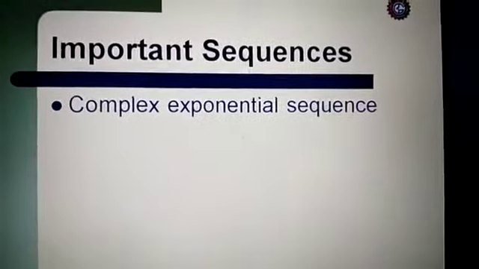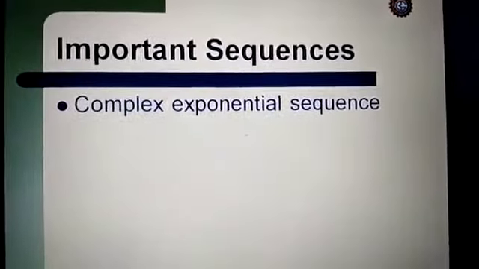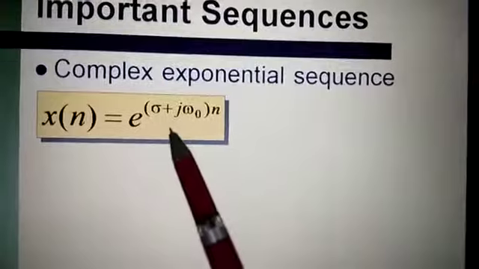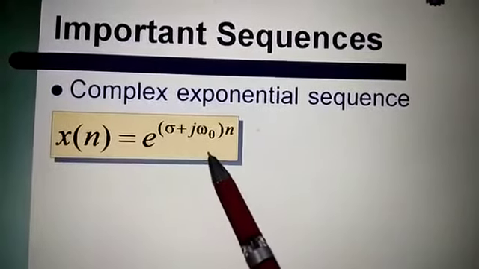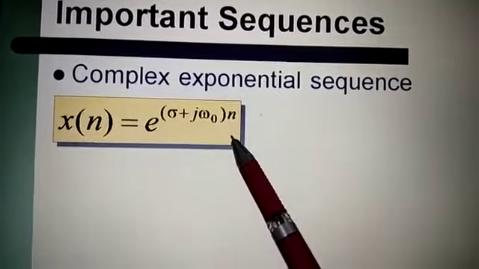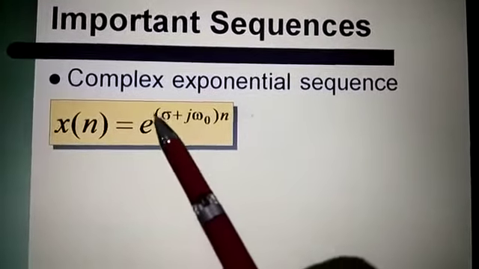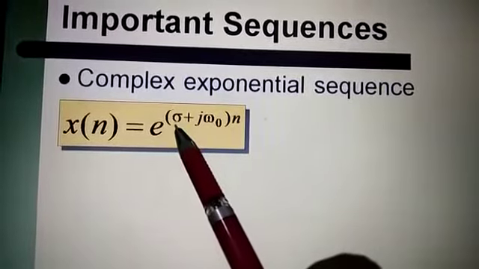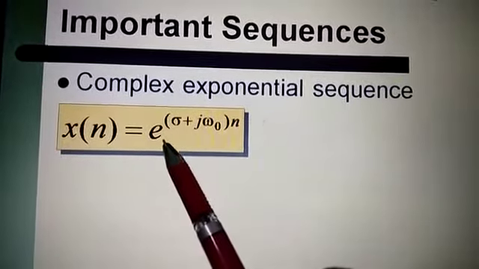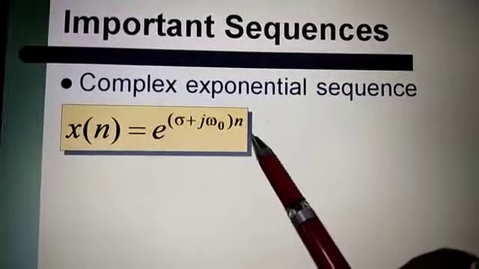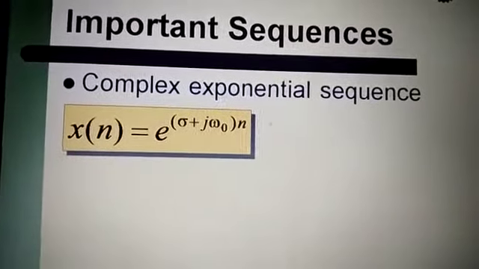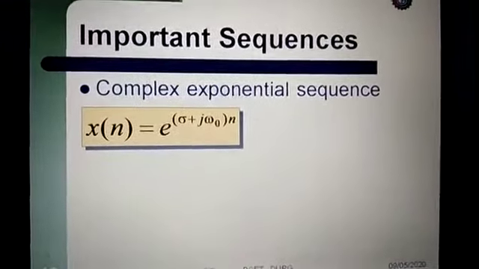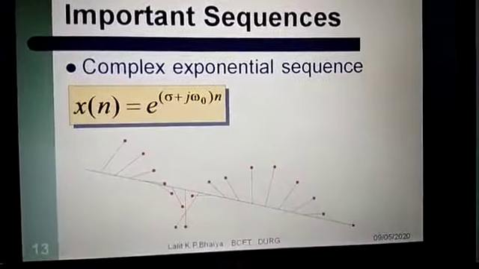Then complex exponential sequence. Complex exponential sequence is given by x of n is equal to e to the power sigma plus j omega naught n. Or if you don't write this real part, you can write e to the power j omega naught n as a complex exponential sequence. So this complex exponential sequence plays an important role in digital signal processing.